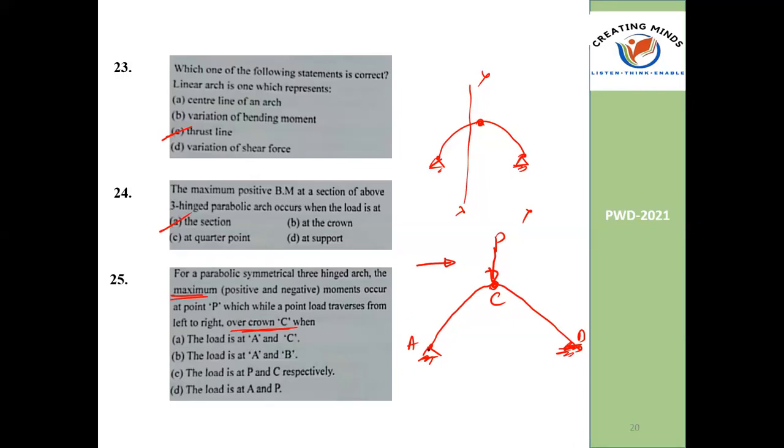If you know the bending moment diagram, it looks sometimes like this or like this. I hope you have drawn this in your UG, depending on the loadings. So this is the point. If the section is not given, the crown is the point. You may expect both positive and negative moments to occur. So the option is C. Be careful. This is the influence line diagram. Both are related to the ILD concept.